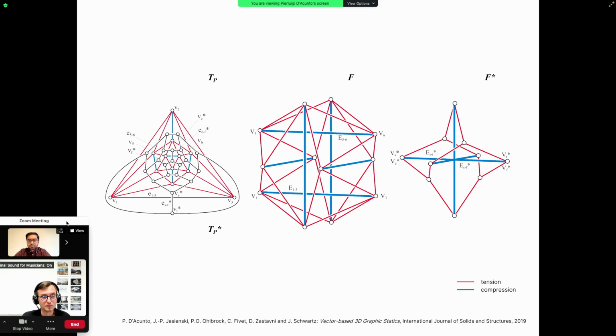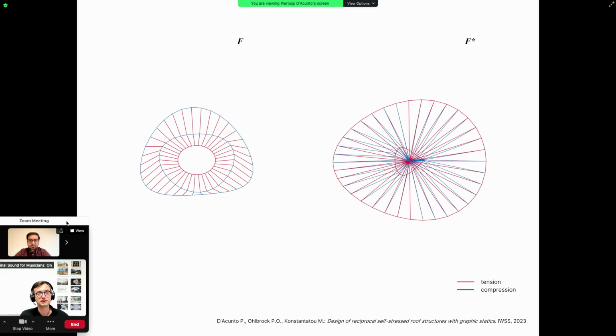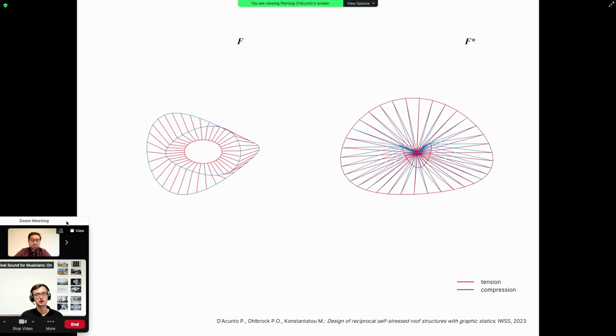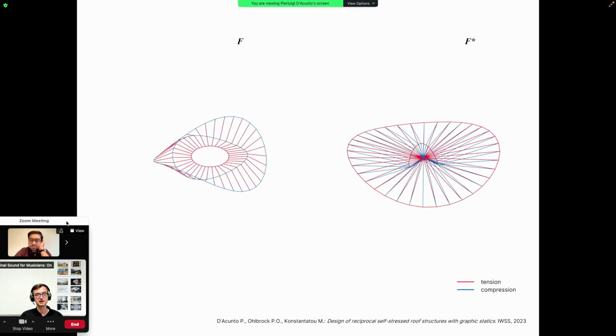Obviously, this can be extended to much more complex structures like this tensegrity structure that we see here, and also three-dimensional systems that are self-stressed, like this two form and force diagram. Interestingly here, either one or the other can be considered as a structure in equilibrium. For example, if we take the force diagram on the right, it's by itself a structure in equilibrium, its force diagram would be the form diagram.